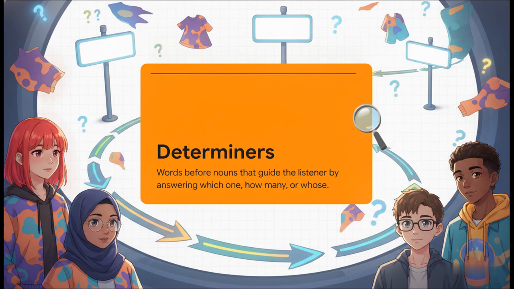These are words we put directly before nouns to give more information. Think of them as signposts. They sit right in front of the noun and point the listener in the right direction, answering fundamental questions like, which one are we talking about? How many are there? Or whose is it? They literally guide your listener to understand your exact, specific reality.